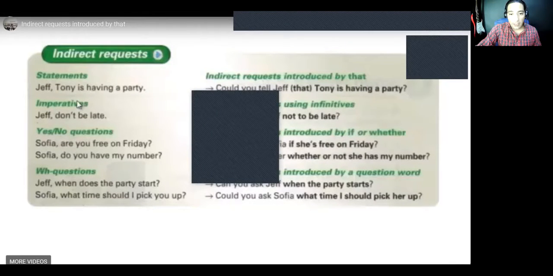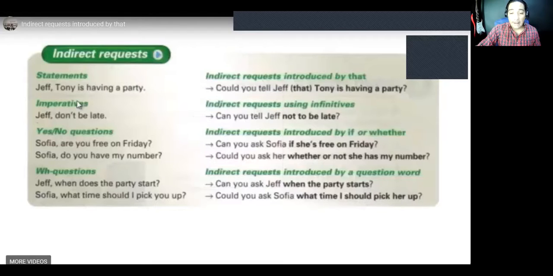Would it be okay if you tell us the answer of the exam? Yes, I will tell you in a minute. Sorry, I have some problems with my internet connection. Okay, Adriana, I got it. So, for example, you have a modal verb.